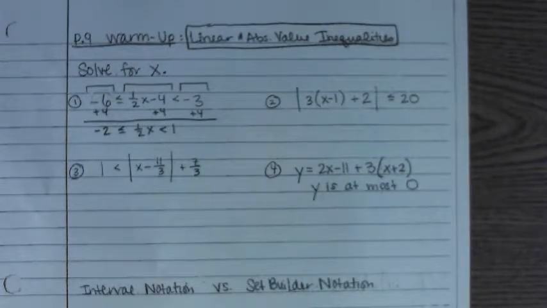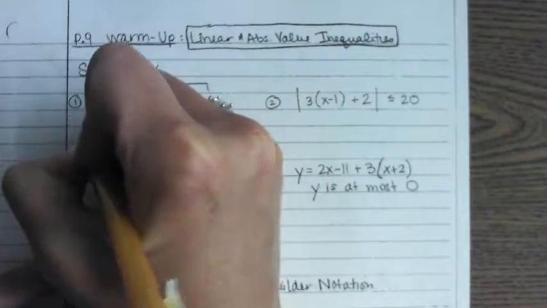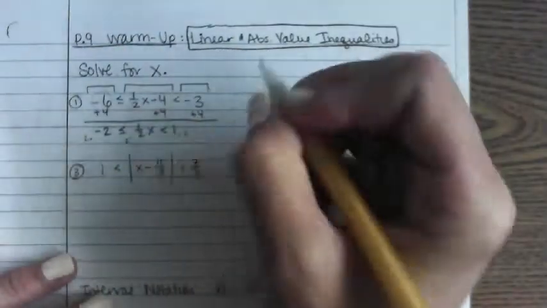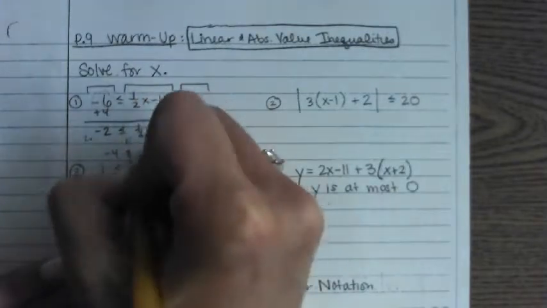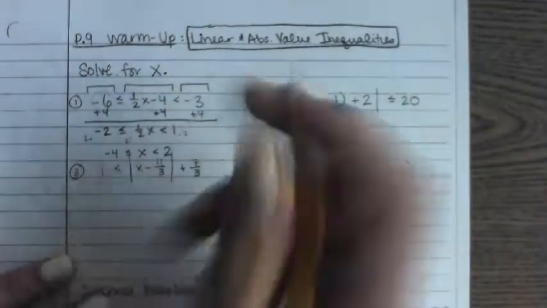And then to get rid of the 1/2, what do you do to get rid of that, Alyssa? Multiply by 2. And again, we're going to multiply by 2 on the left and on the right. So we have -4 is less than or equal to x, which is less than 2.